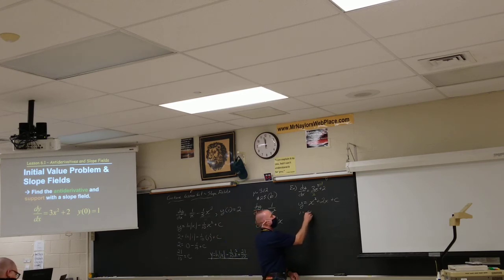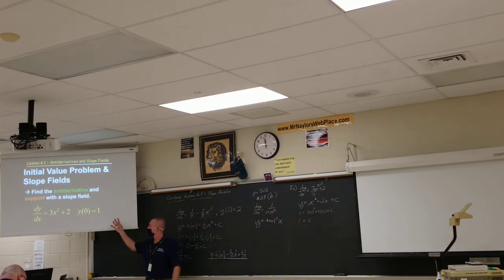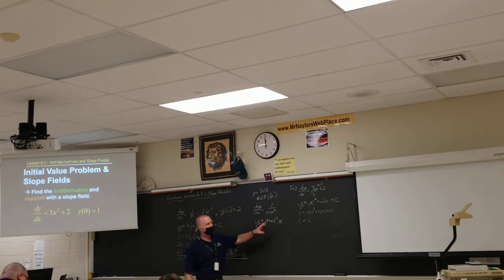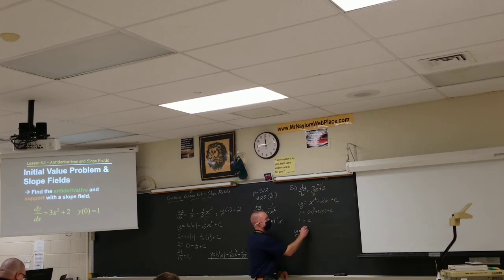Careful, don't falsely come to the conclusion that c always equals this point. This point is just used to help you get c. Obviously, since this is a basic polynomial, c equals 1. But it's not always the case. You basically want to solve it. Okay, our solution is x cubed plus 2x plus 1.